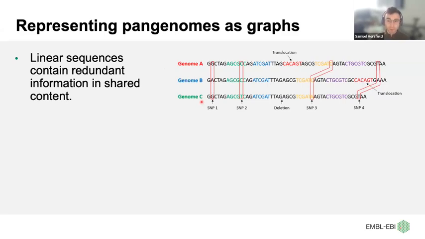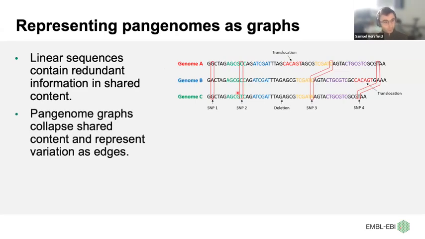It's much more difficult to look for structural variants, so translocations or deletions, which shift the order around the gene of the genome and make it much more difficult to align these three different linear sequences in the order that they're found. So pangenome graphs allow us to get around this issue of limited alignment of these large-scale structural variants.